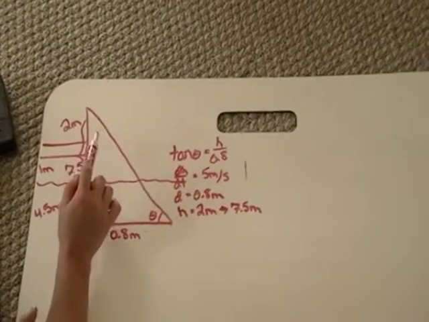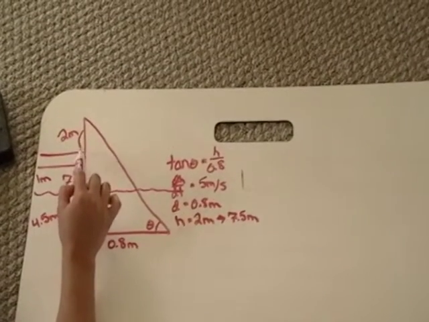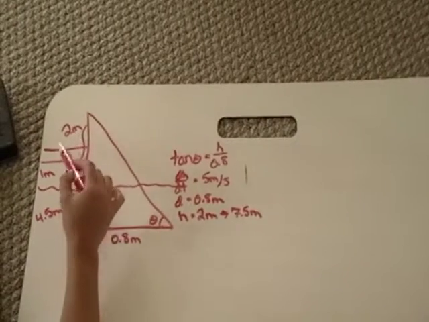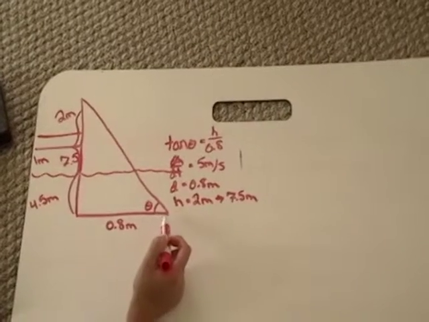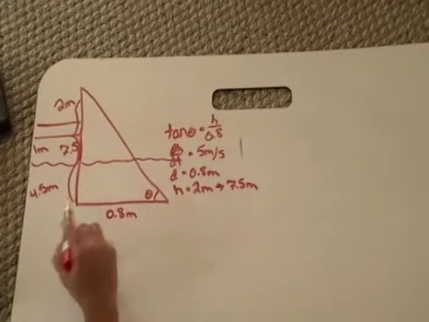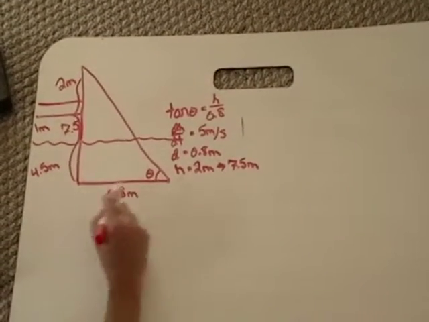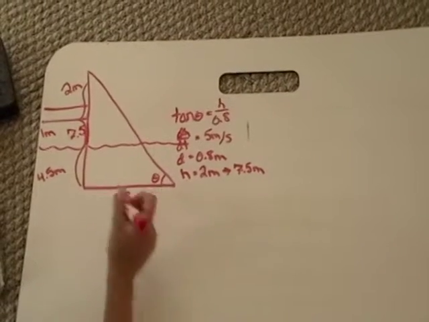Also, we know that the diver reaches her highest point 2 meters above the diving board. So we can add together 2, 1, and 4.5 to get a height of 7.5 meters. We also know that the camera is placed 0.8 meters from the end of the diving board. So that is one of the legs of the triangle.